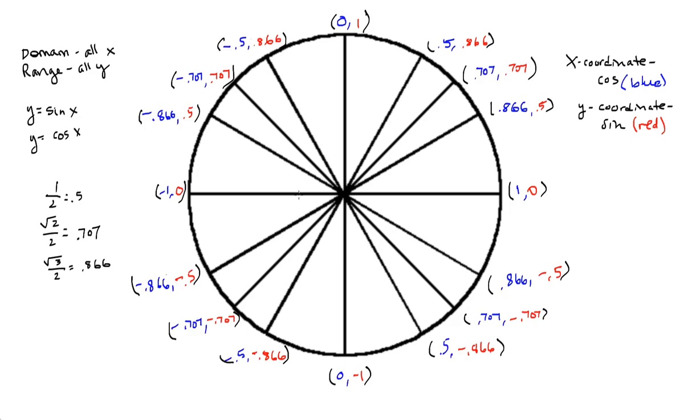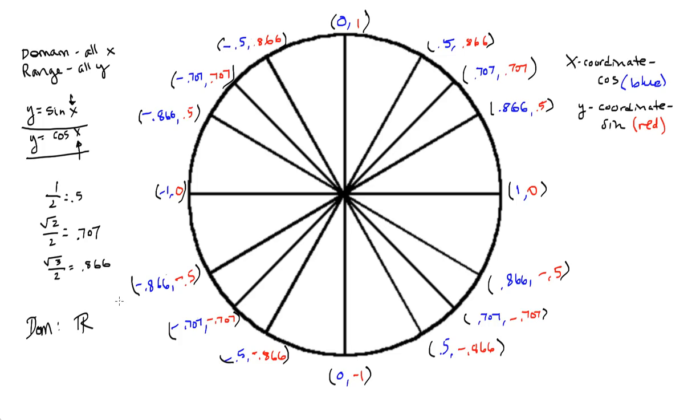So let's talk about domain first of all. And what we should be asking ourselves is, are there any values of x? Are there any angles for which sine or cosine cannot be calculated? Are there any x values that are not allowed? And the answer is no. You can put any angle whatsoever into sine and any angle whatsoever into cosine, and you will get an answer. So your domain for both sine and cosine is all real numbers.